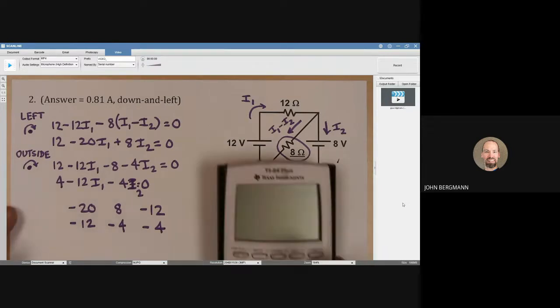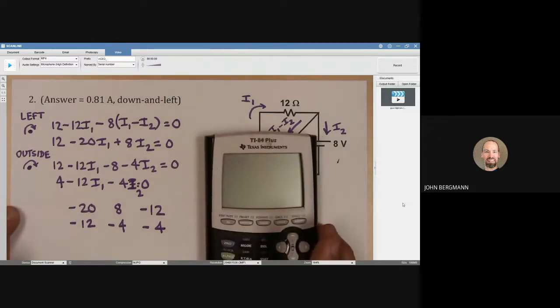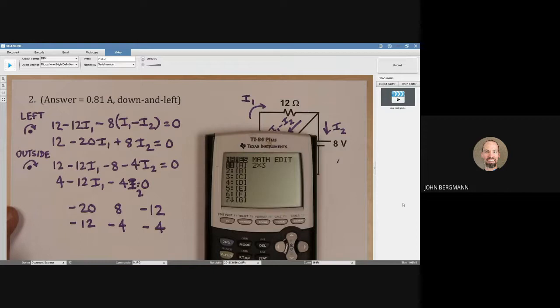All right, so we go into our graphing calculator now, and we go to matrix. You hit second matrix. We're going to edit. This is, again, a 2 by 3 matrix. So we're going to enter the numbers just like we're reading a book. Negative 20, enter. 8, enter. Negative 12, enter. Another negative 12, enter. Negative 4, enter. Negative 4, enter. So there's our matrix A right there.